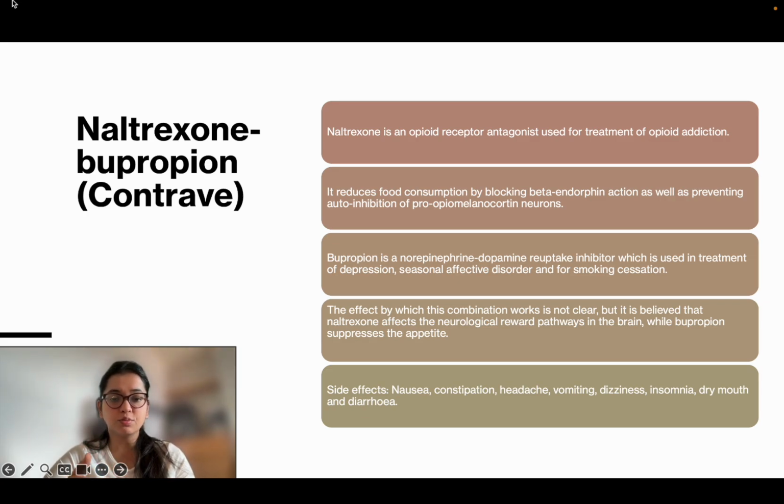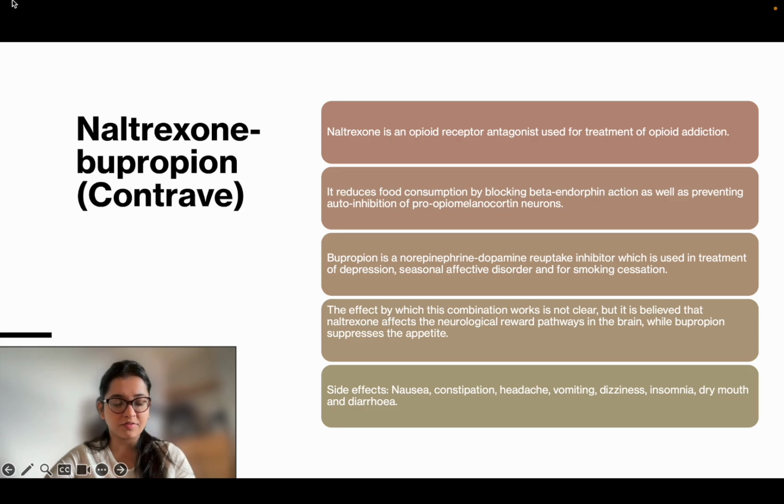Second medication being bupropion. Bupropion is a norepinephrine dopamine reuptake inhibitor. It is used in the treatment of depression, seasonal affective disorder, and is also used for smoking cessation. So this medication basically came on the market to help with psychiatric problems and smoking cessation. But how this combination works to control your hunger and to overcome obesity is not generally clear. But it is believed that naltrexone affects the neurological reward pathway in the brain, while bupropion suppresses the appetite.